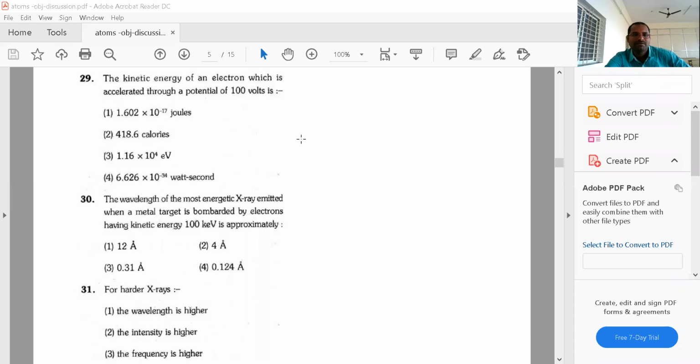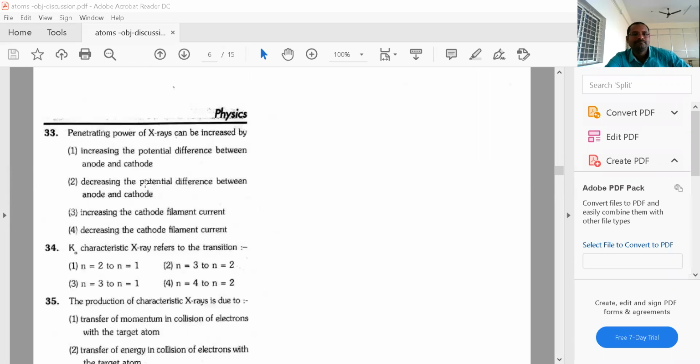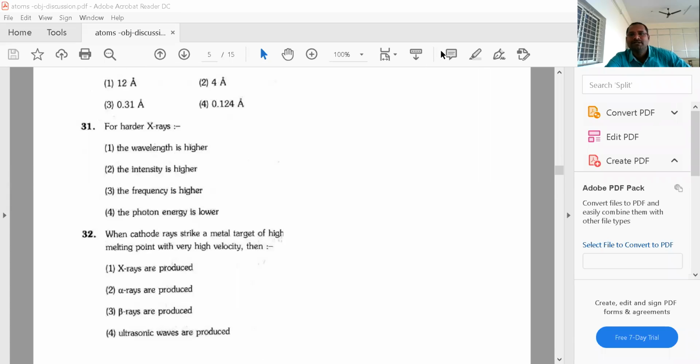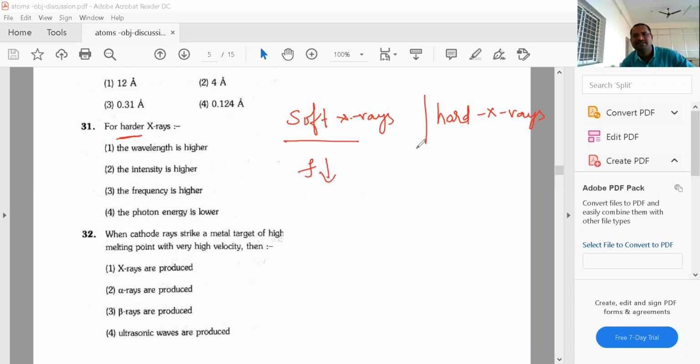Question number 31. See what they have given: for harder X-rays. X-rays are of two types: soft X-rays and hard X-rays. Soft X-rays have lower frequency, and hard X-rays have higher frequency. Like this we can differentiate the X-rays. So for harder X-rays, what can we say? Frequency is more. Option 4 is the right answer.